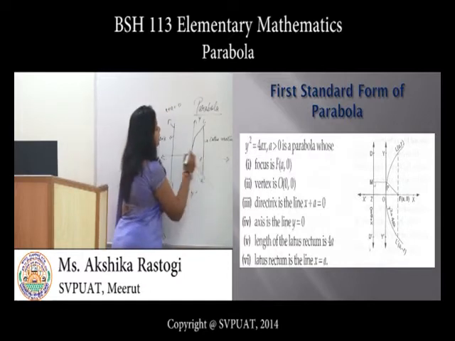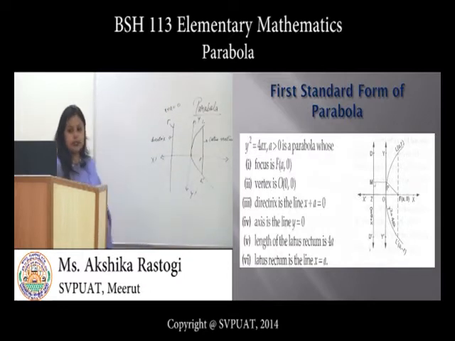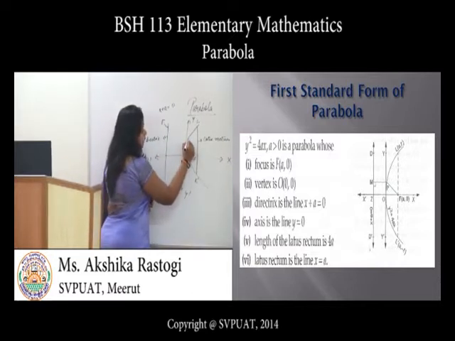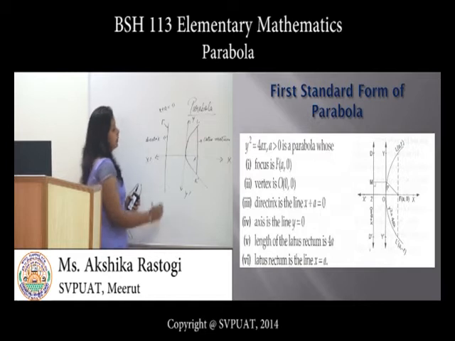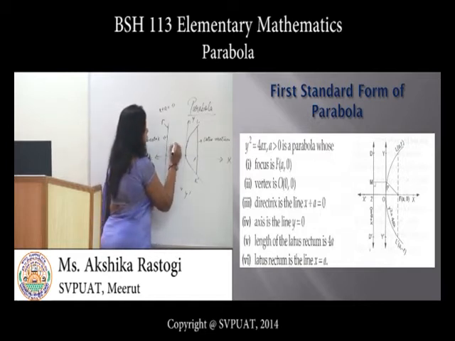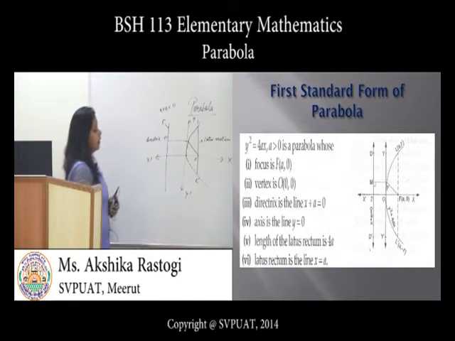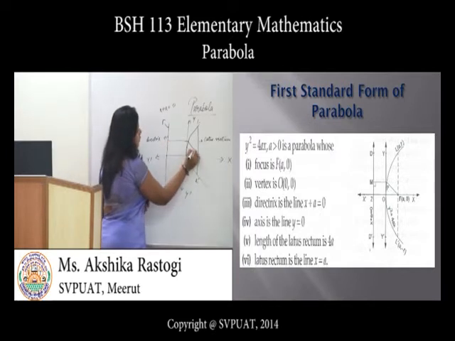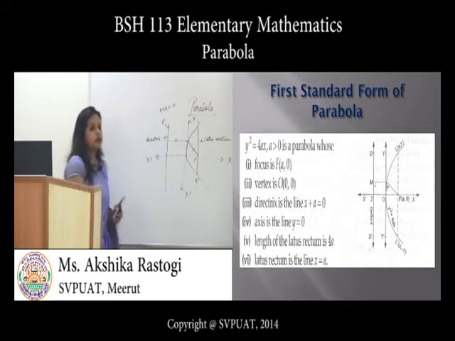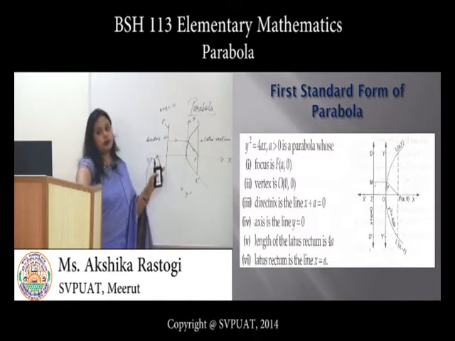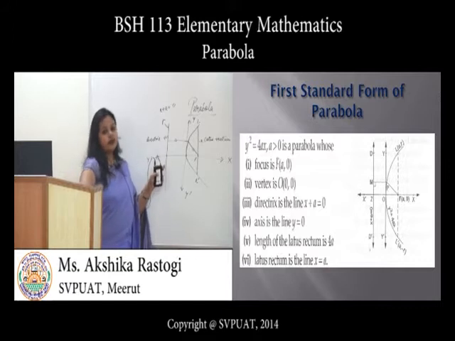Now how can we say that this is a parabola? Suppose we have an arbitrary point, say P. This distance and the distance of this one up to the focus should be equal. If this is equal to this one, then it's a parabola. So this is the condition of a parabola.